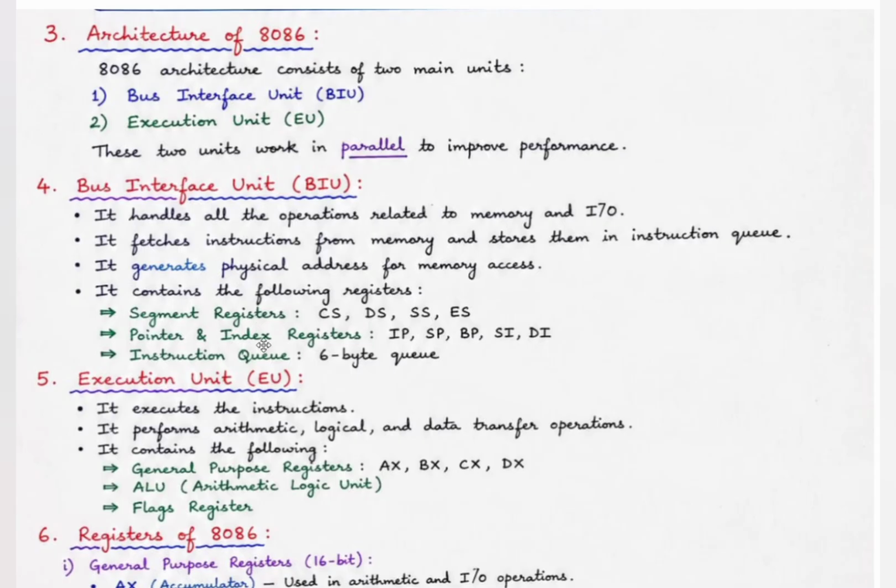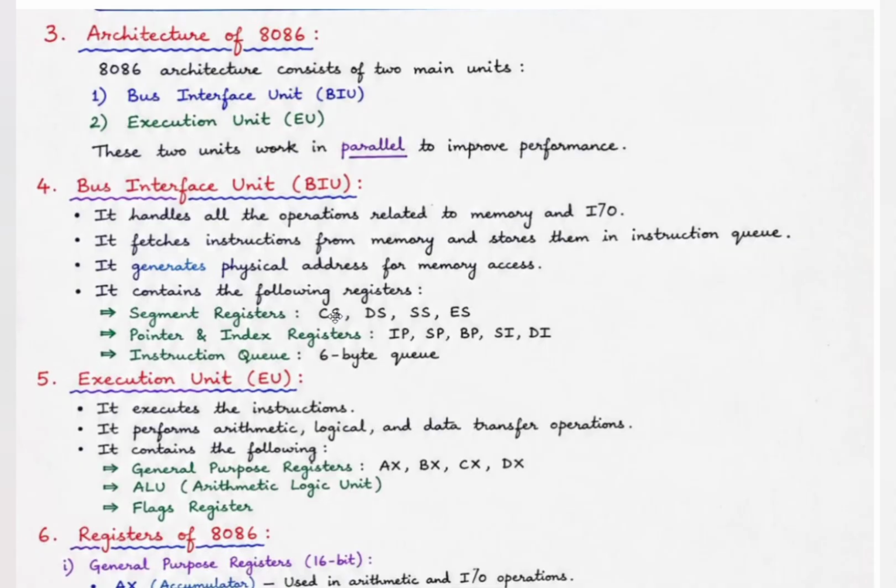It contains the following categories, like the segment registers. Here 4 types of segment registers are there: CS, DS, SS and ES. CS means code segment, DS data segment, SS stack segment, and ES extra segment. Here 4 types of segments are there.